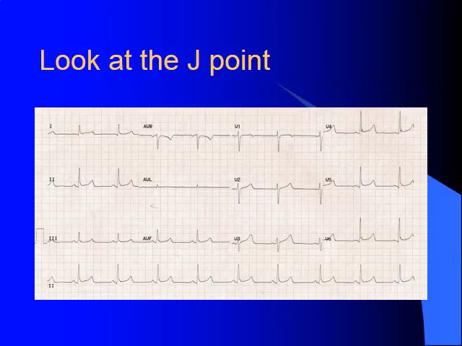And here's a really good example of the notching in the J point of V4. This is a classic indicator of benign early repole. You won't always see this. But looking at the end of the QRS, you do see that notch, which is an indicator of benign early repole.